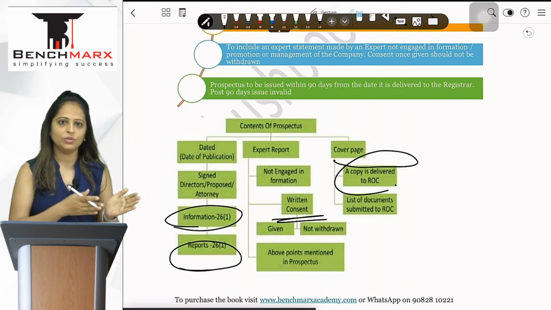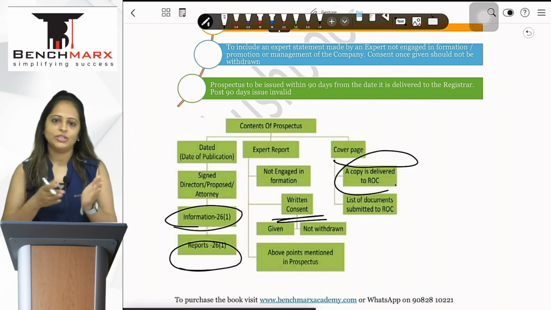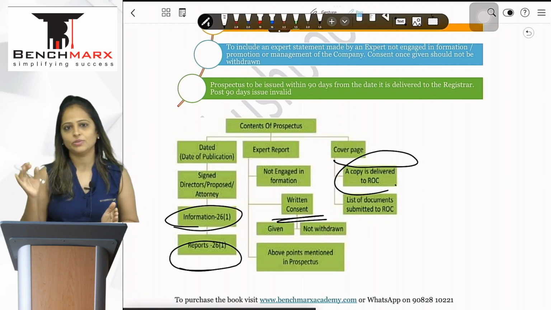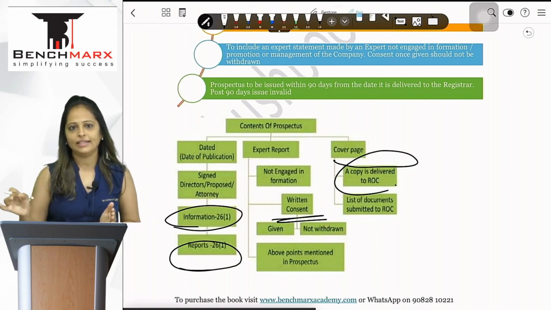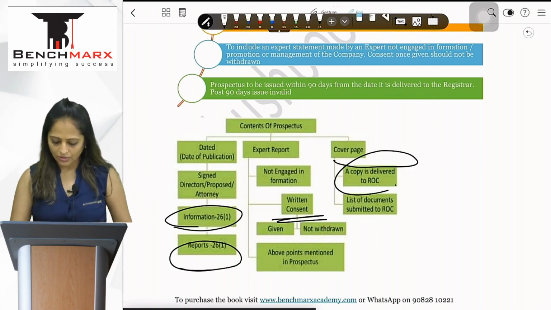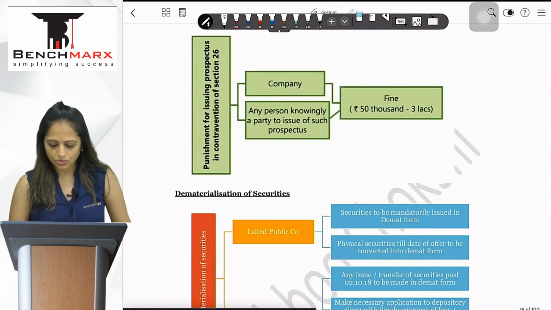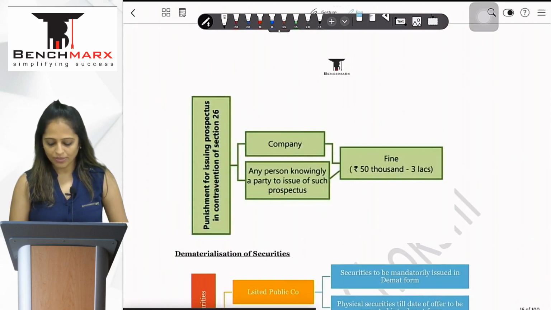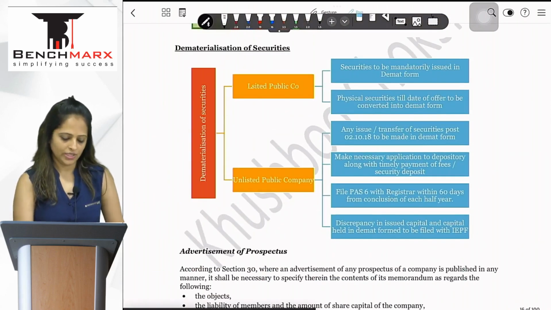So first you give it to ROC, then you have to issue. Within how many days do you have to issue the prospectus? You have to issue the prospectus within a period of 90 days from the date you have given the document to the registrar. Okay. So this is about what are the different kinds of prospectus and what is a prospectus and what are the things that are to be incorporated in the prospectus. Now coming to dematerialization of securities.